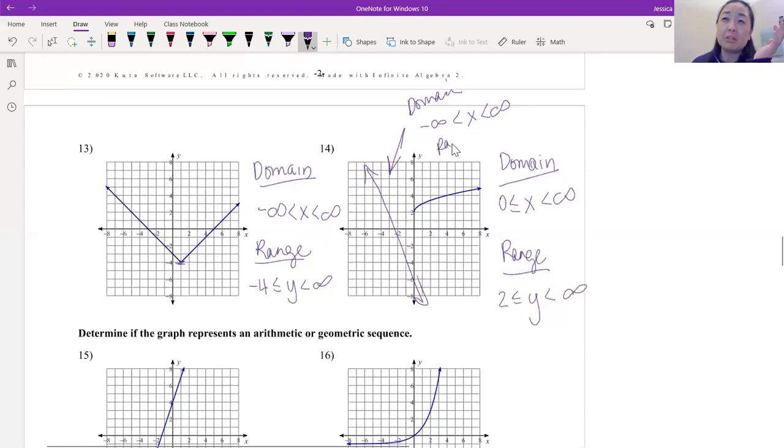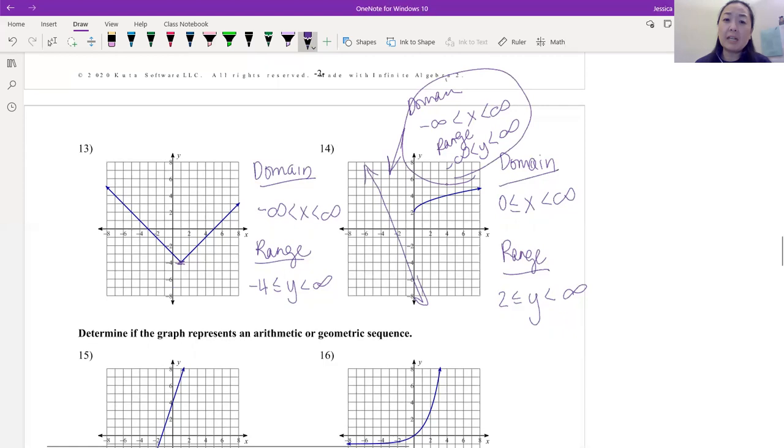Well, what about the range? How low does it go? It has an arrow pointing down, so negative infinity. And how high does it go? It has an arrow pointing up, so positive infinity. So it could be all numbers, all real numbers. Okay, that's all it could be. So this one's like the easiest. All lines have this same characteristic.